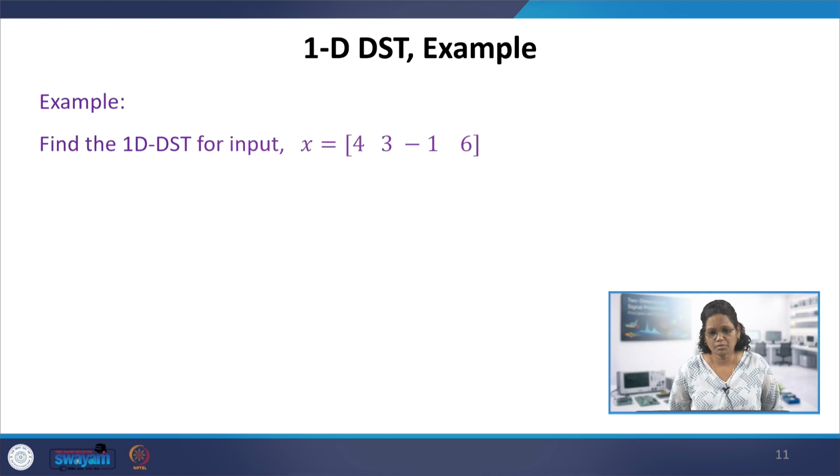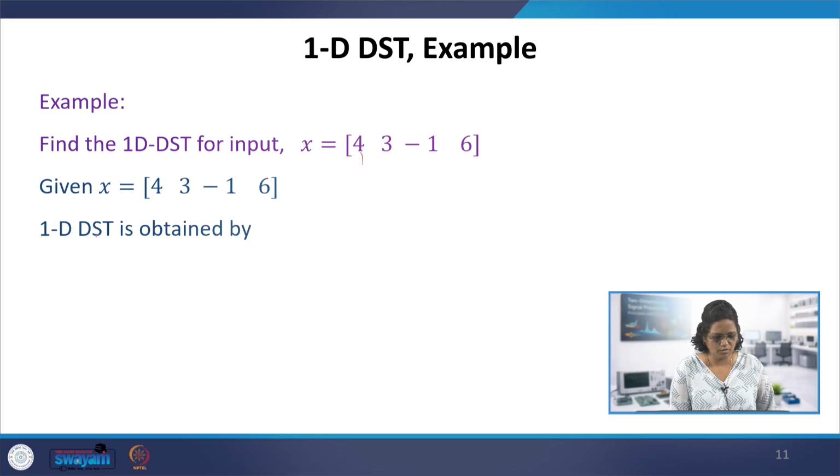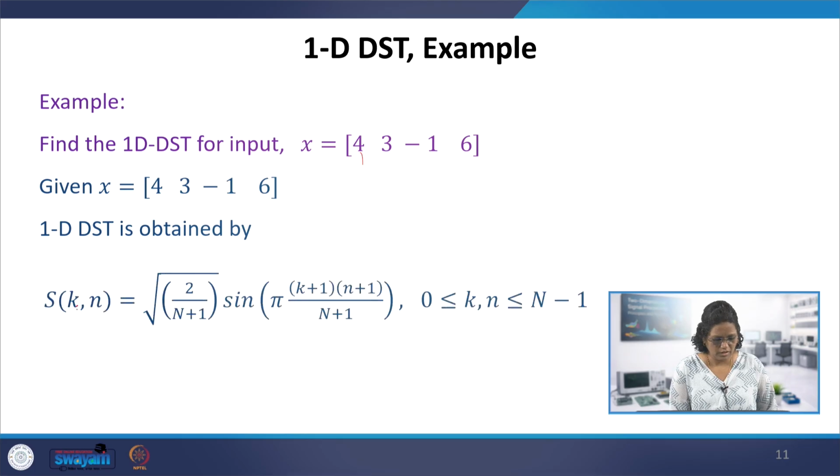Well, let's take an example of DST. Let's say the 1D DST is taken for X being this 1D sequence: 4, 3, minus 1 and 6, where the first value corresponds to the index 0 when it is not mentioned otherwise. For this, how do we get the 1D DST? Take the kernel, that is, using the basis function: root 2 by (N plus 1) times sine of pi (k plus 1)(n plus 1) by (N plus 1). So substitute k and n varying. This is length 4, so we vary k and n from 0 to 3. So N is 4 here, and we vary that.